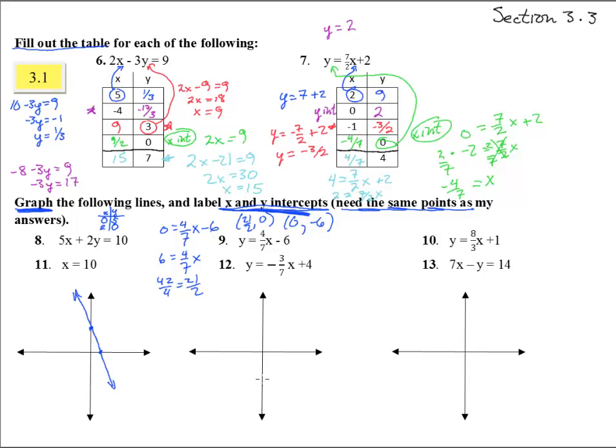0, negative 6. There's one intercept. 21/2, 0. Oh, wow, that's clear out at 11, 10.5. So that's going to go up there like that. There we go. Beautiful straight line right there.